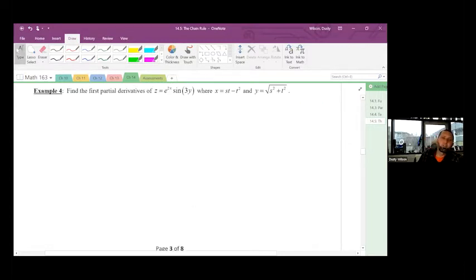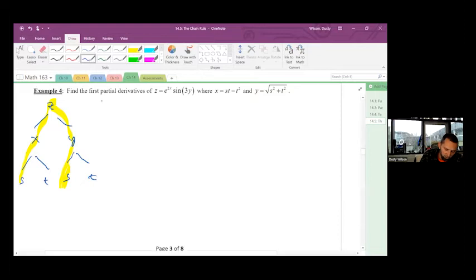Example 4. Find the first partial derivatives of z equals e to the 2x sine 3y, where x equals st minus t squared, and y equals the square root of s squared plus t squared. So let's start by making our little diagram. We know that z is a function of x and y, which are in turn functions of s and t. We want to find both partials. Let's start by finding the partial with respect to s.